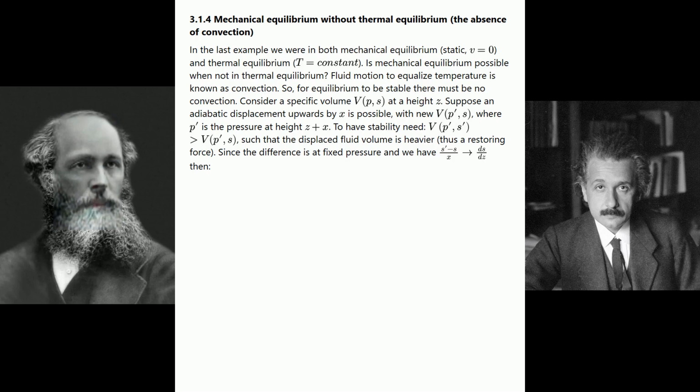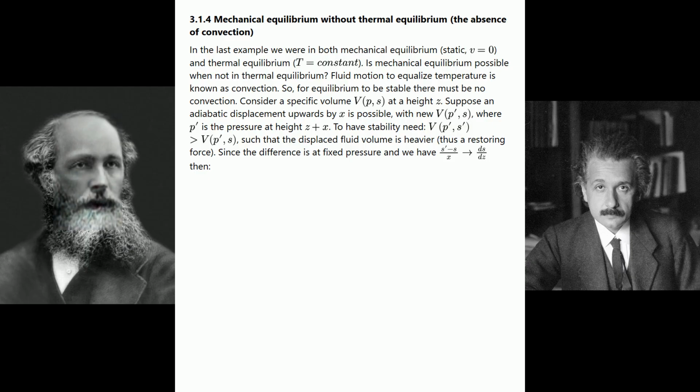3.1.4 Mechanical equilibrium without thermal equilibrium, the absence of convection. In the last example, we were in both mechanical equilibrium, static, V equals 0, and thermal equilibrium, T equals constant. Is mechanical equilibrium possible when not in thermal equilibrium? Fluid motion to equalize temperature is known as convection. So, for equilibrium to be stable, there must be no convection.